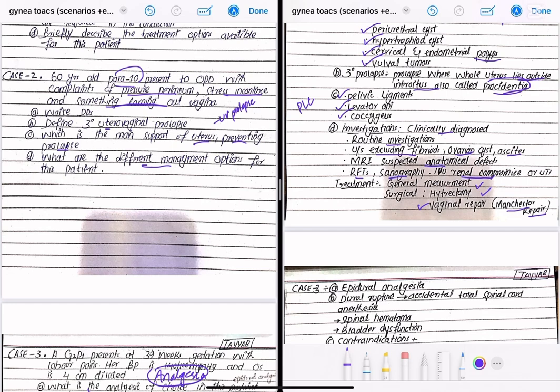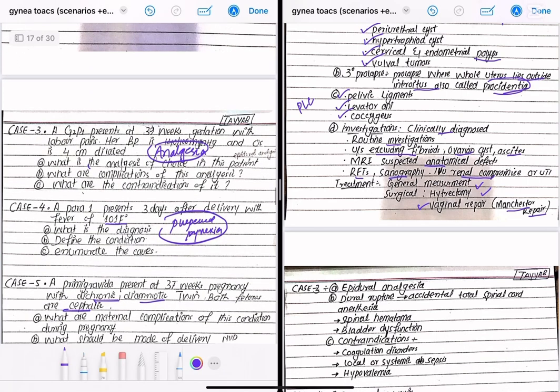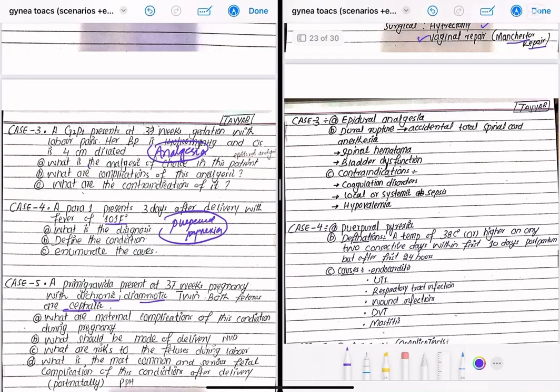Now the third case is a G2 who presents at 39 weeks gestation with labor pains, and her BP is 140 by 100 mmHg, and os is 4 cm in diameter. So what kind of analgesia should be given? The analgesia that is used in this case is epidural analgesia. She is in labor and there is 4 cm dilatation, meaning she is in the first stage of labor.